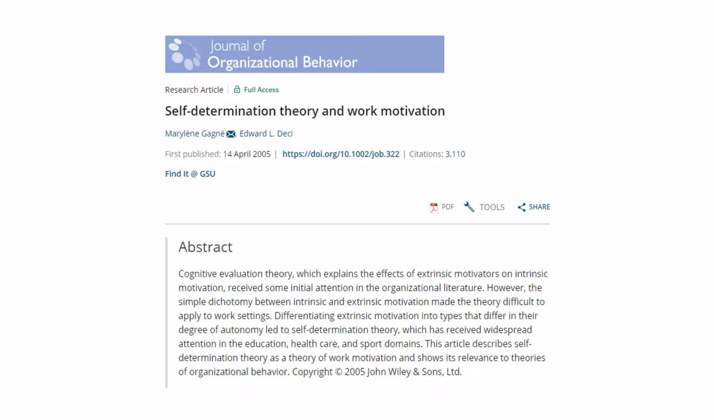To sum up, studies have shown that as the three innate needs are satisfied, intrinsic motivation is cultivated, which in turn leads to a self-determined change.